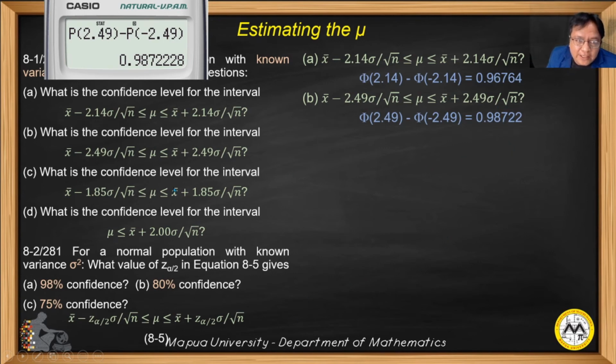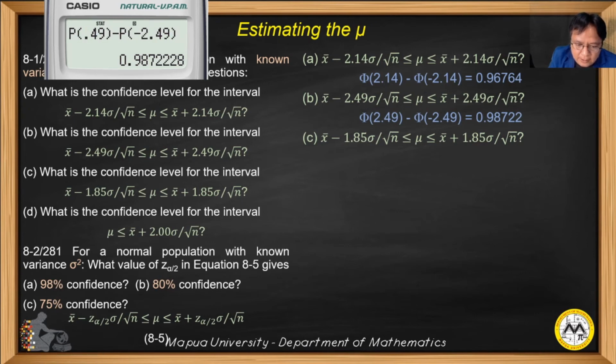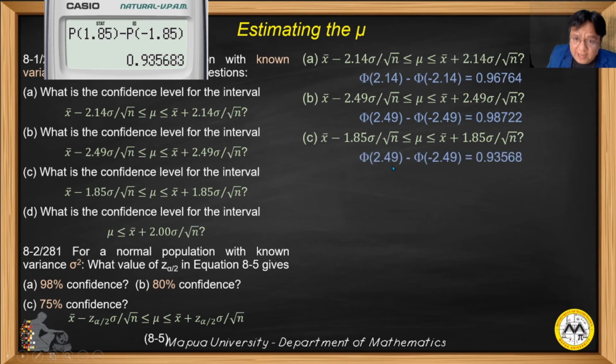Next one is from negative 1.85 to positive 1.85. So we encode this as 1.85. Always upper minus lower. So upper 1.85 minus negative 1.85. So that's 93.57%.